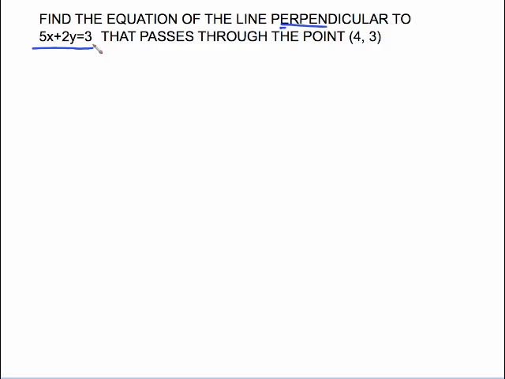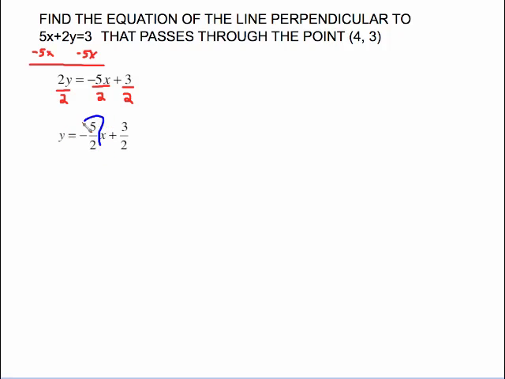The hardest one of this type is when you're asked to find the line perpendicular, but look at this equation, it's not in the y equals mx plus b form. So the first thing we need to do is get this thing solved for y. So let's subtract 5x from both sides, which gives us 2y equals negative 5x plus 3. Divide everything by 2. And this is our slope-intercept form.